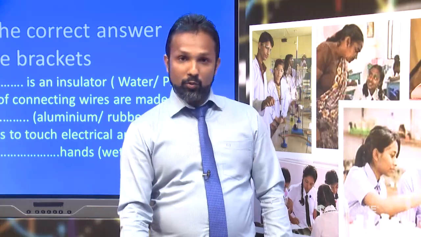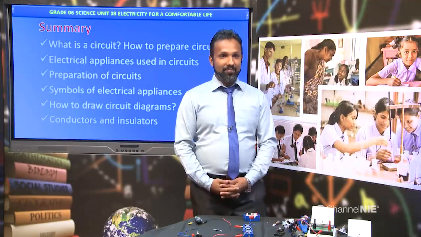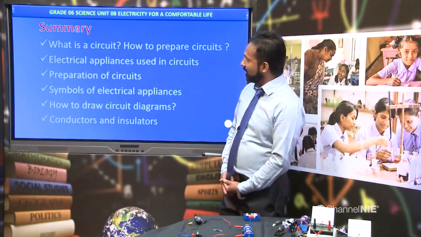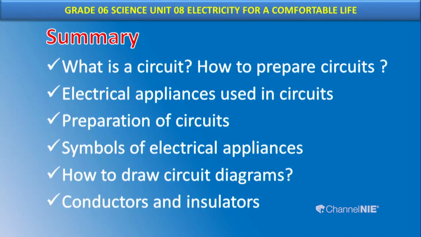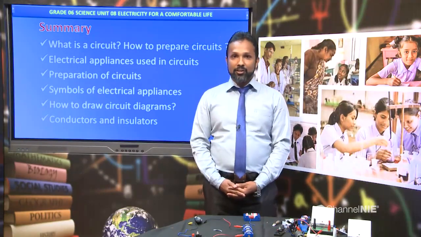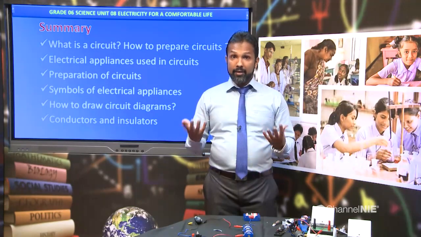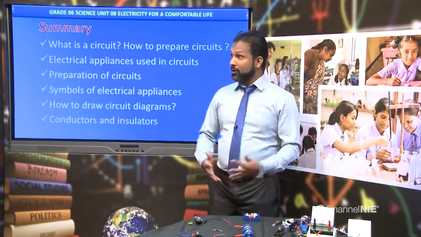Before that, let's move to the summary. What did we learn today? Today we studied about a circuit. What is a circuit? You can remember, a circuit is a system which allows electricity to flow through it. Then we learned how to prepare circuits. We prepared several circuits. Then we learned the electrical appliances that we use to prepare circuits: bulbs, batteries, dry cells, ammeter, galvanometer. We learned all those things.